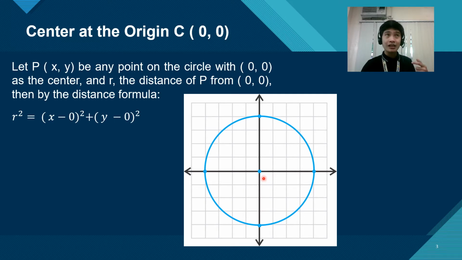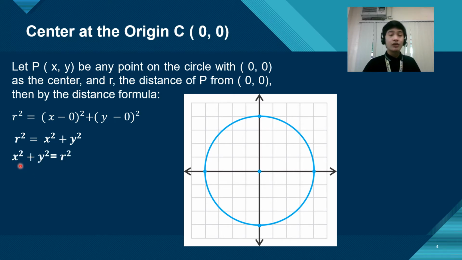And since it's all about the distance ng dalawang points, application po yun ng distance formula. Kaya ipinasok natin ang concept ng distance formula sa paghanap ng value ni r squared or ni r, which is our radius. If we will try to simplify this, your r squared is equal to x squared plus y squared. Or in some other books, x squared plus y squared is equal to r squared.